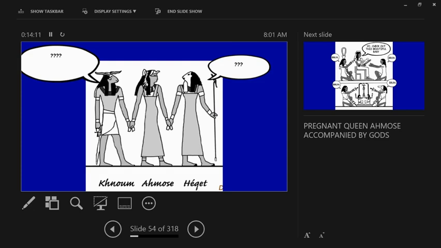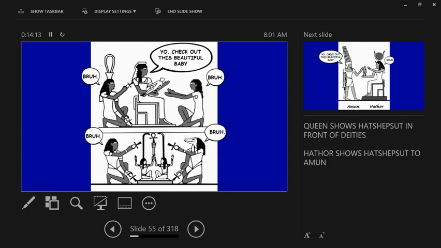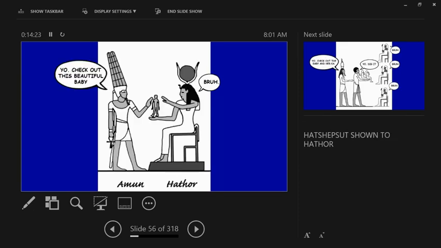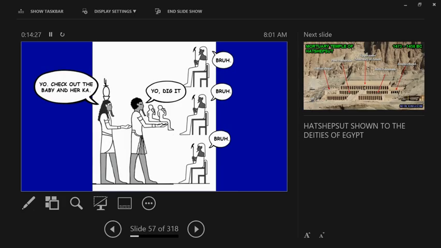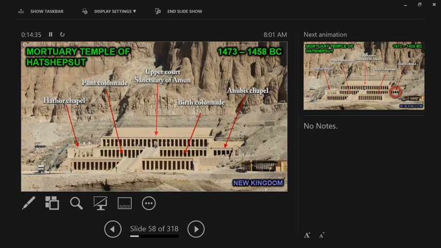The pregnant queen Amos is accompanied by the gods, and the queen shows Hatshepsut in front of the deities, and Hathor shows Hatshepsut to Amun. Hatshepsut is shown to Hathor, and she approves, and Hatshepsut is shown to the deities of Egypt, and they approve. So that's the story of the birth of Hatshepsut.